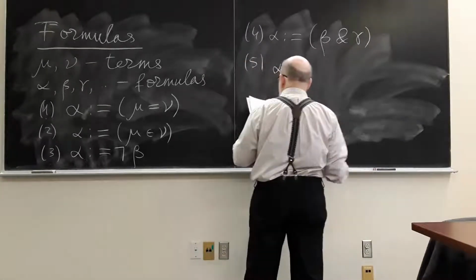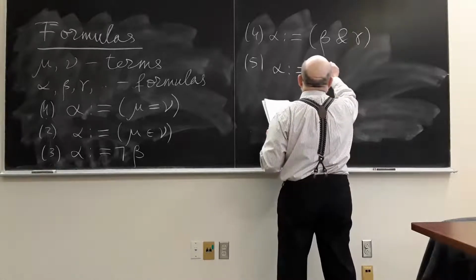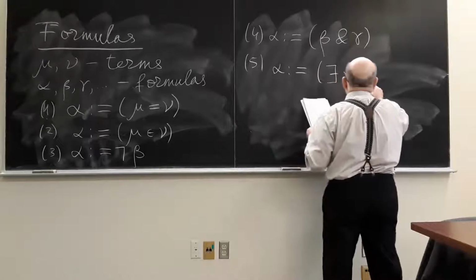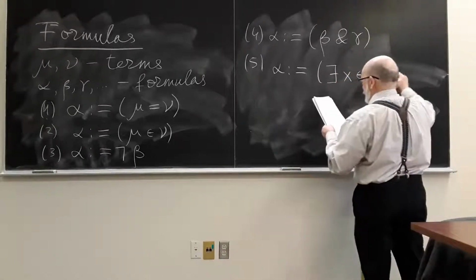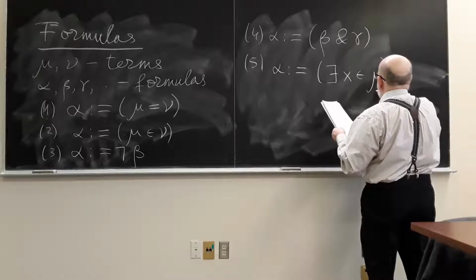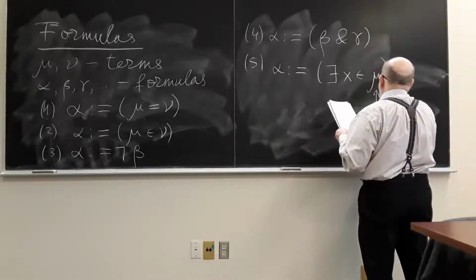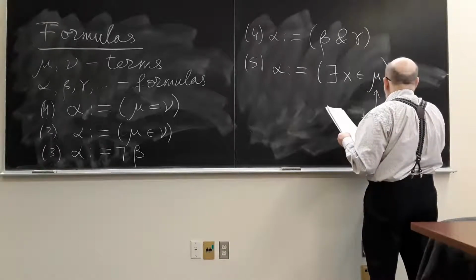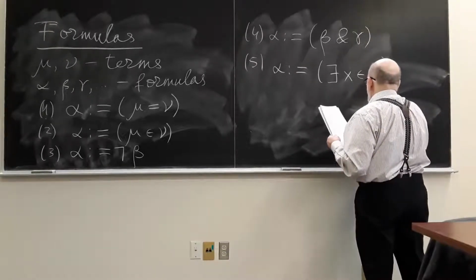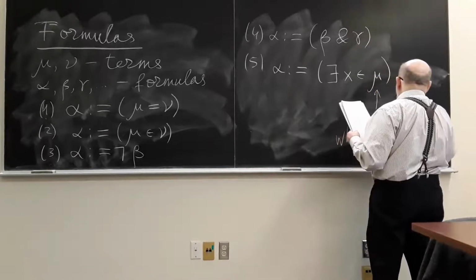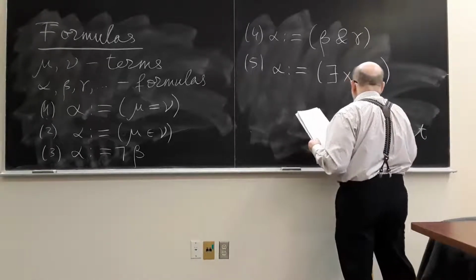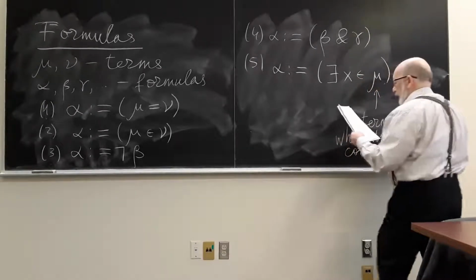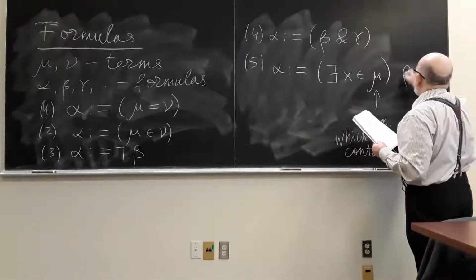Alpha has the following form: there exists x in mu, what is mu? Mu is a term which does not contain x, such that beta.